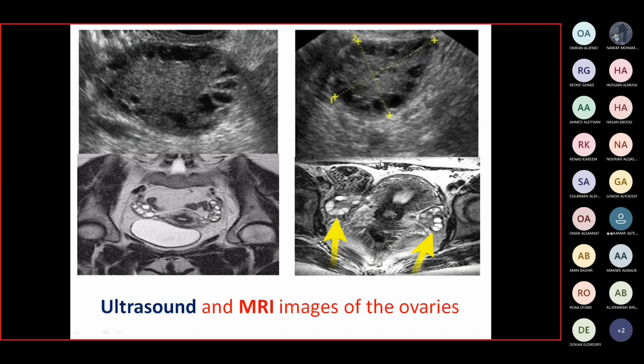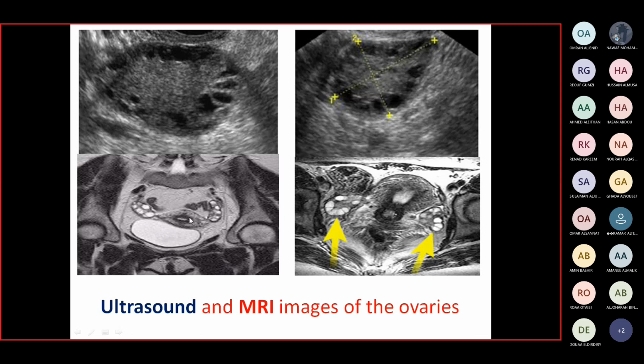Right. What is this imaging modality? Ultrasound. What is this region? Usually the ovaries. What is this called? Ovarian cystic follicles. These are ovarian follicles. This is a normal ovary. And what is this? This is MRI. Yes, this is MRI.